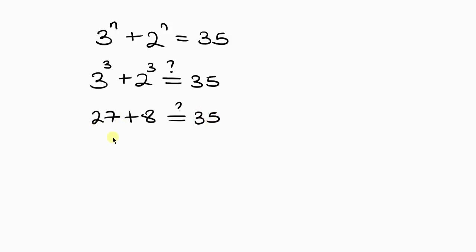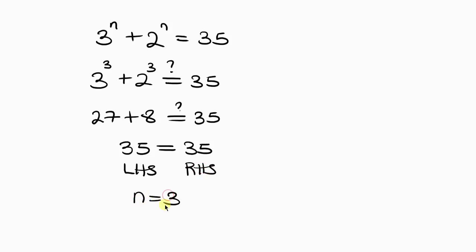27 plus 8 is 35. And this is equal to the right-hand side, 35. So we have the left-hand side equal to the right-hand side, which means that the correct and only valid solution for n is 3.